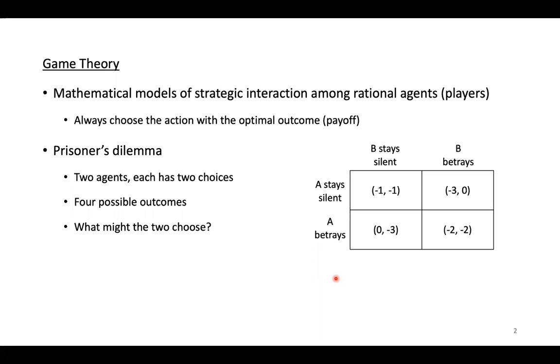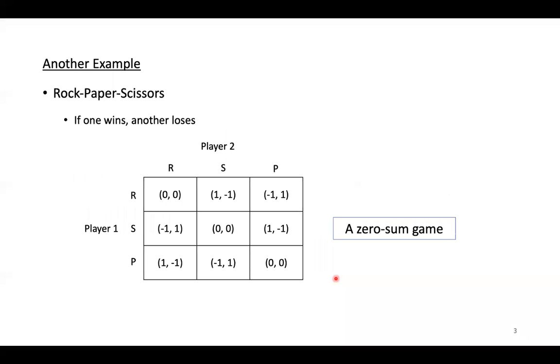Before we discuss the best way forward for these two agents, let me introduce one other standard game, which is rock paper scissors, which most of you would have played sometime in your life. In rock paper scissors, there are two agents, and each agent has three choices: rock, paper, scissors. Which means there are 9 possible outcomes. In this case, paper wins over rock, scissors wins over paper, and rock wins over scissors.